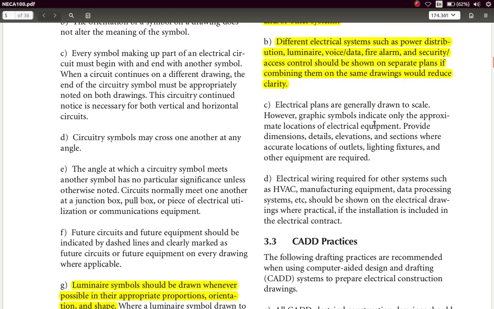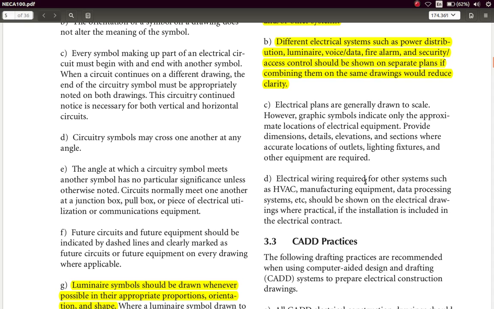Electrical plans are generally drawn to scale. However, graphic symbols indicate only the appropriate locations of electrical equipment. Provide dimensions, details, elevations, and sections where accurate locations of outlets, lighting fixtures, and other equipment are required.